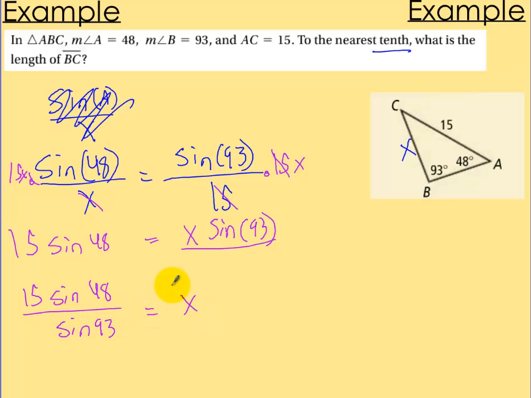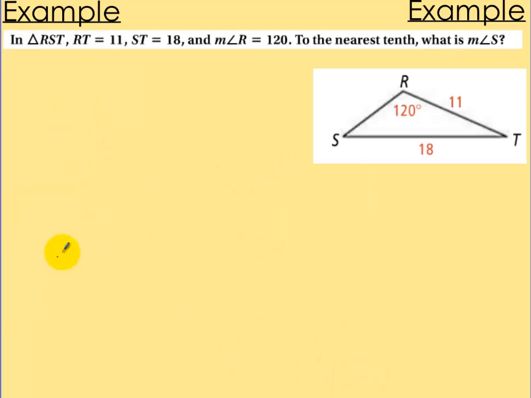At this point, you just have to plug it into the calculator. You will need a calculator, and make sure it's in degree mode. So I'm going to say 15 times sine of 48 divided by sine of 93. Sorry, you can't see my calculator. And that comes out to X equals 11.16 and change, which, since it's the nearest tenth, is 11.2. That's it. Next one. Pause the video.